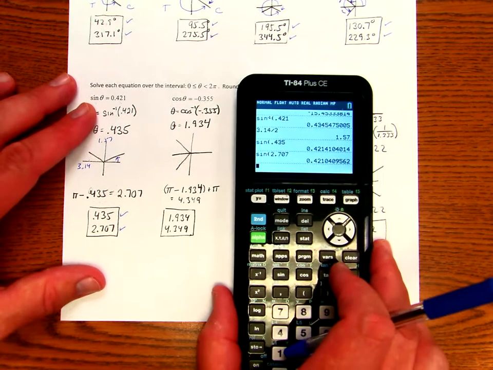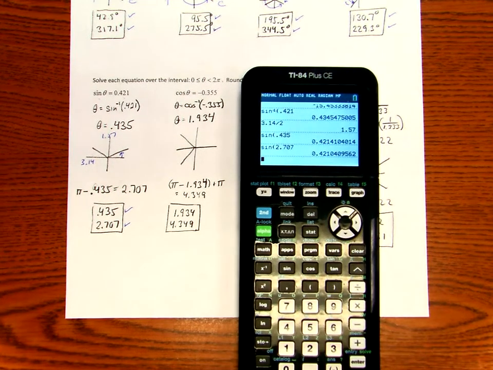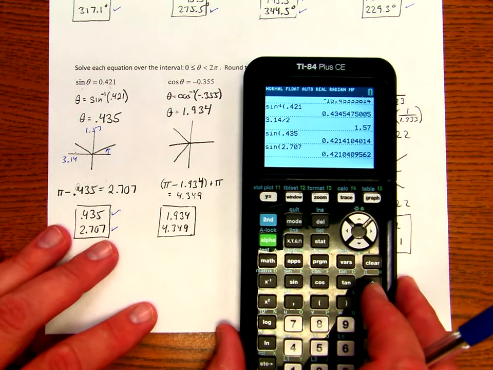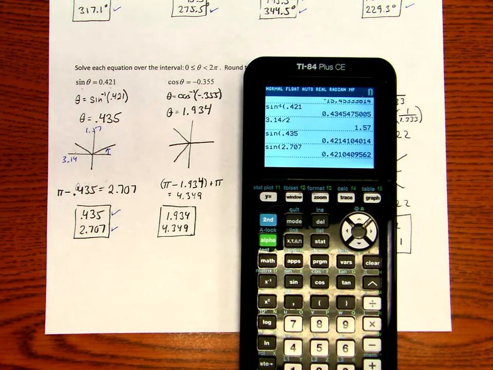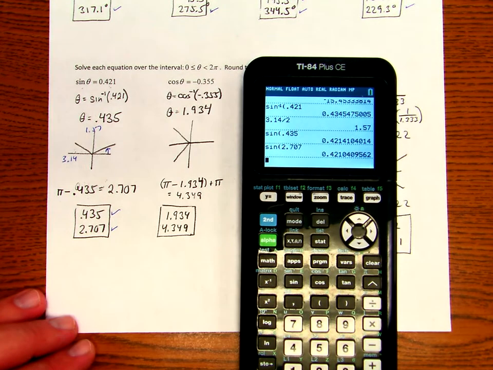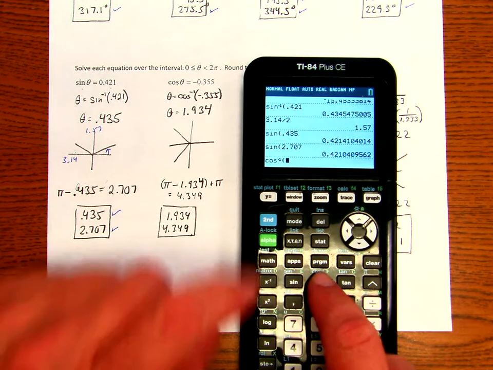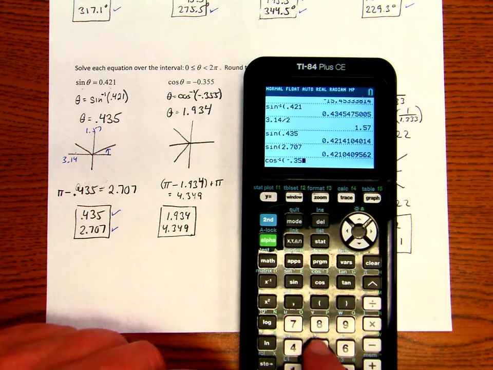Let's zoom in a little bit here. All right, next example. We are going to do the inverse cosine of negative 0.355. The calculator tells us 1.934. Just do a quick check with that. Inverse cosine, negative 0.355. Yes.